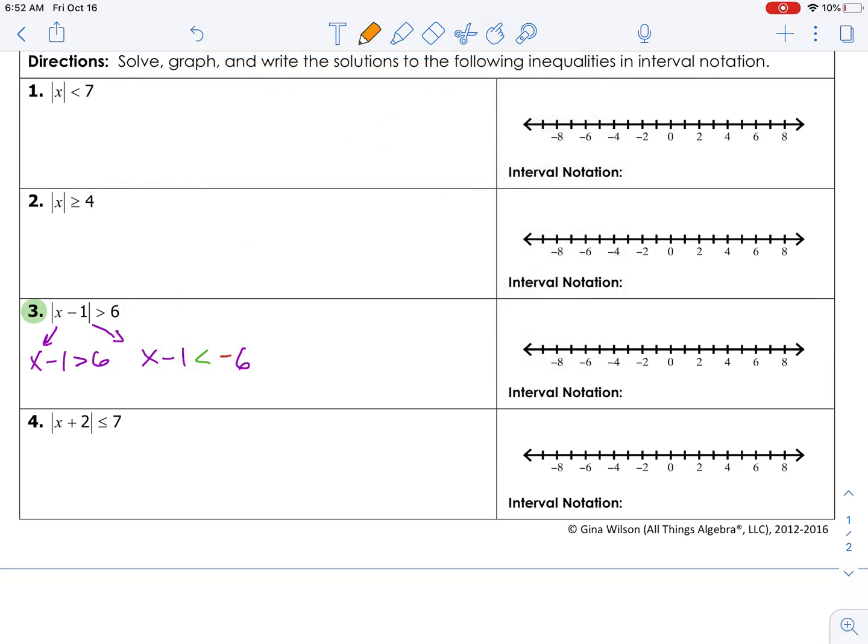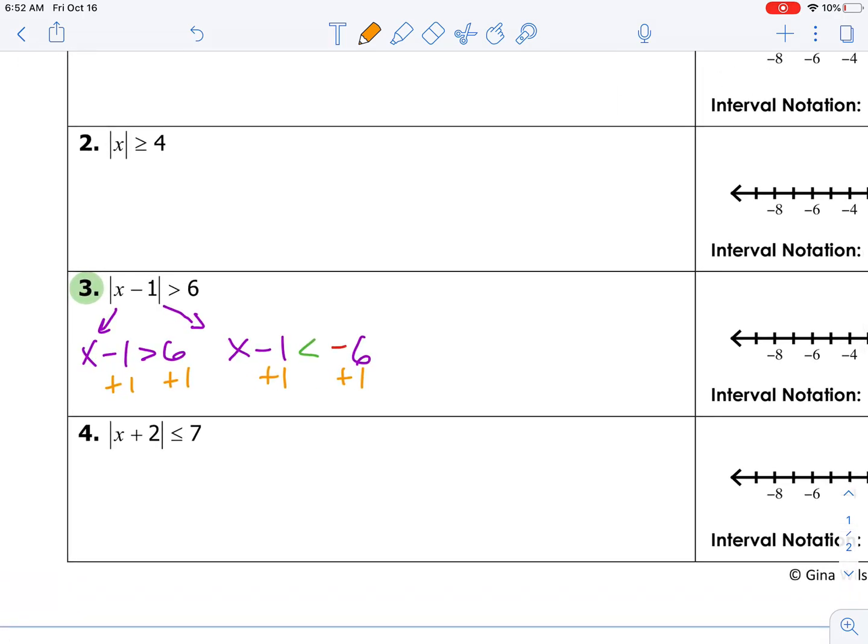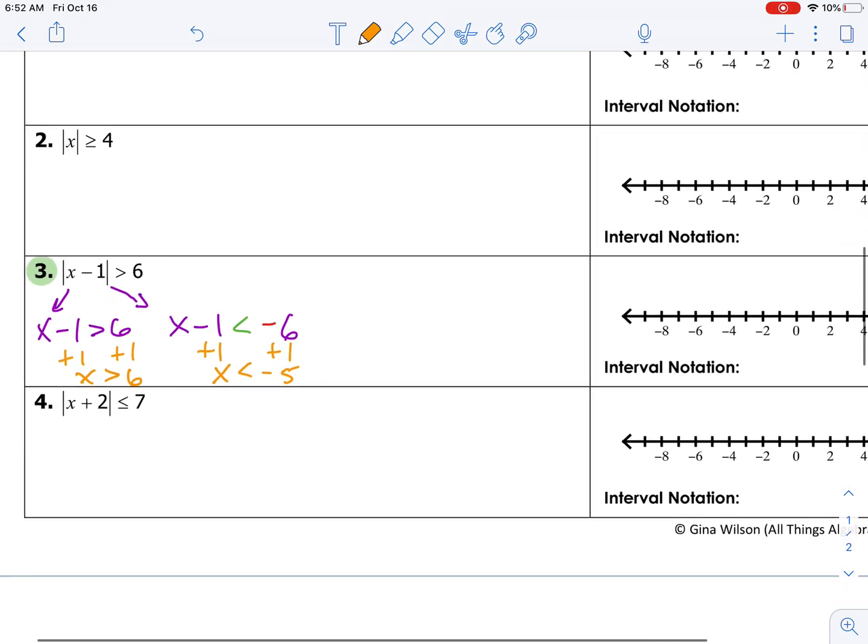So from here, we just solve both inequalities. For this particular problem, to solve both inequalities, we have to add 1 to both sides of both inequalities. So what we get as our answer is x is greater than 6, and x is less than negative 5.